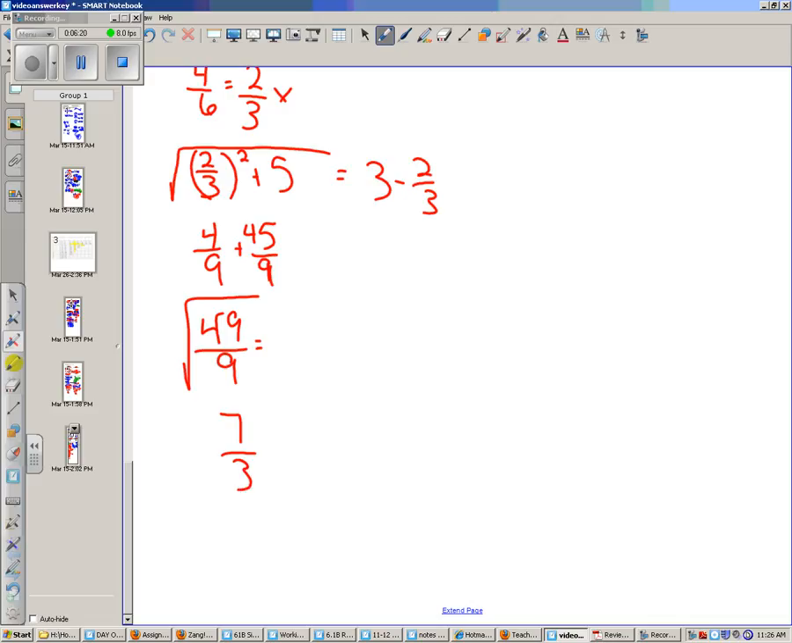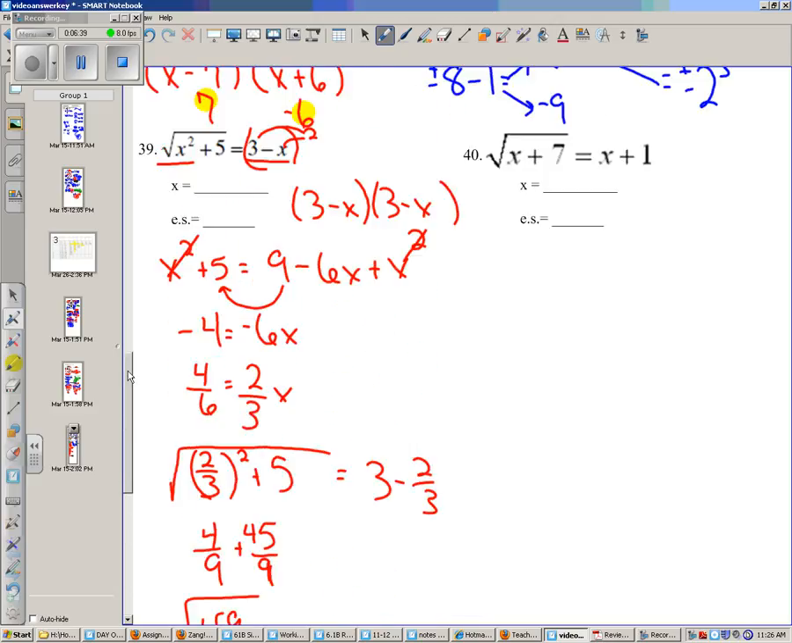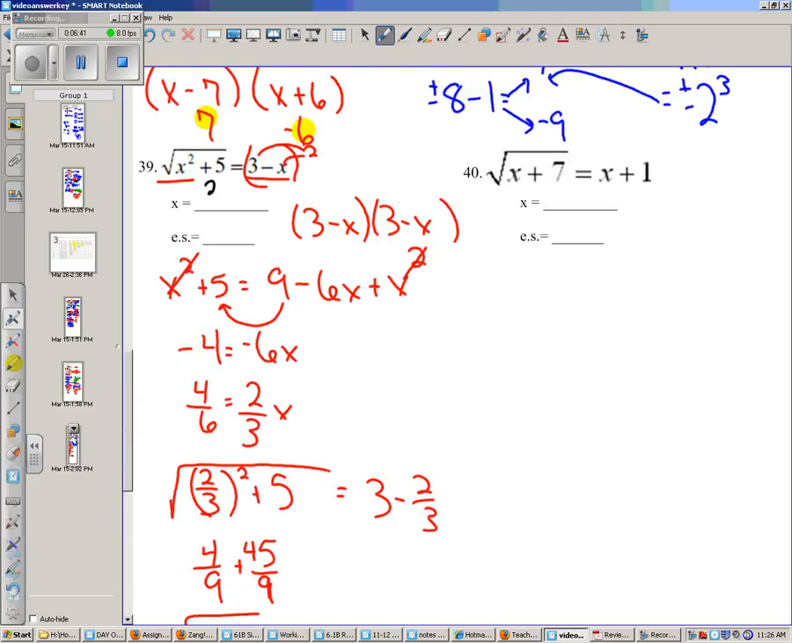And now I'm going to go over here and take 3 minus 2/3. 3 minus 2/3 is just 2 and 1/3. And if you guys remember mixed numbers and improper fractions, 3 times 2 is 6, 6 plus 1 is 7, so when I'm done I get 7/3. So yes, this works. It is an actual solution. 2/3 will go here, no extraneous solutions.